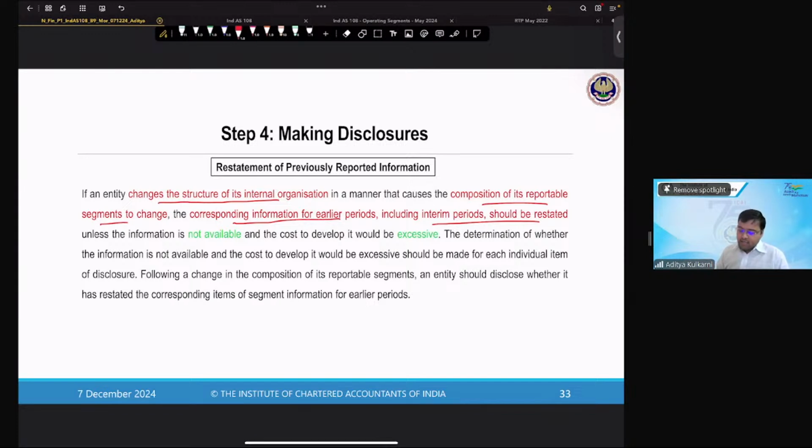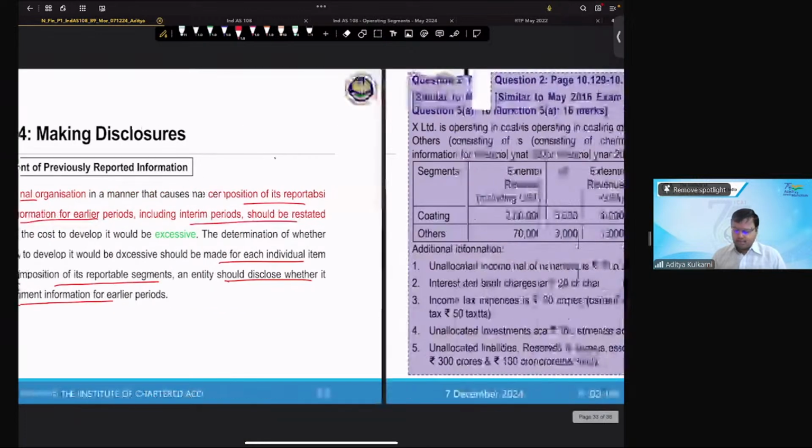The determination of whether the information is not available and the cost to develop would be excessive is to be made for each individual item of disclosure. Following a change in the composition of its reportable segments, the entity should disclose whether it has restated the corresponding items of segment information for earlier periods. So fairly common sense, right?